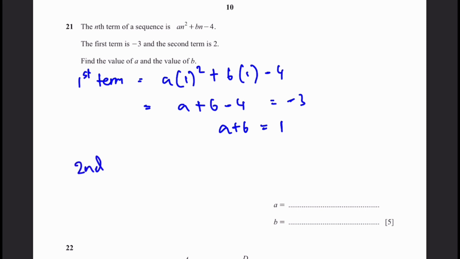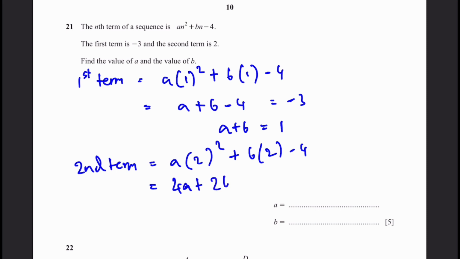Now the second term, that will be a into 2 squared plus b into 2 minus 4, which is equal to 4a plus 2b minus 4, which is equal to 2. So 4a plus 2b is equal to 6. And now we can write 2a plus b is equal to 3.